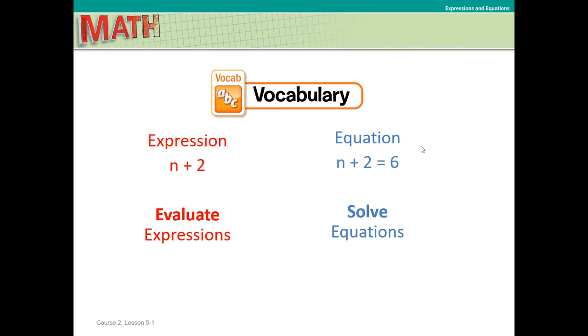You're going to see evaluate expressions and solve equations. These are words that kids always get confused. So for the last 3 or 4 years, I've tried to make sure students understand the difference between when it says evaluate and solve, what an expression looks like, and what an equation looks like.